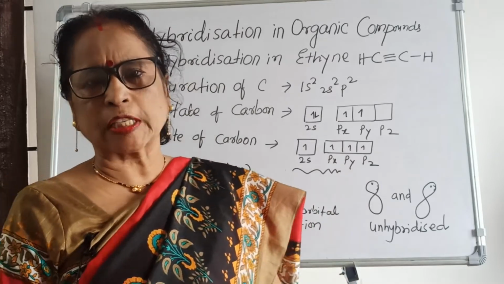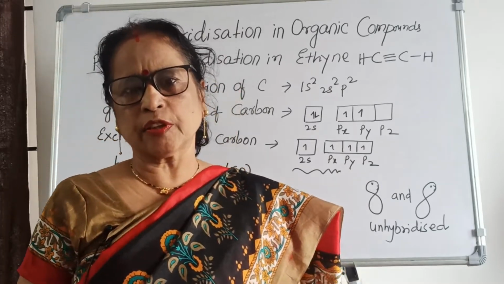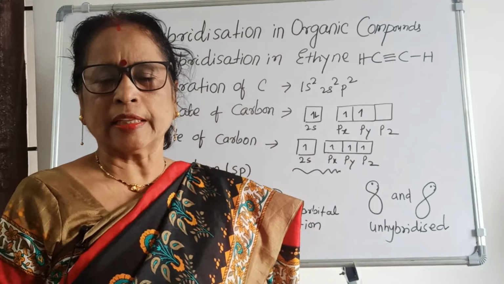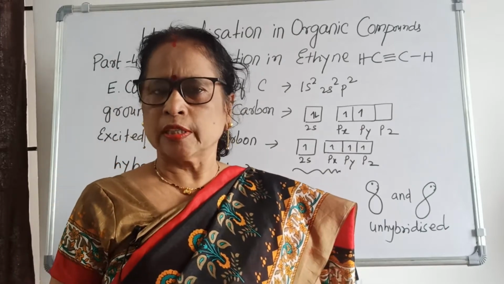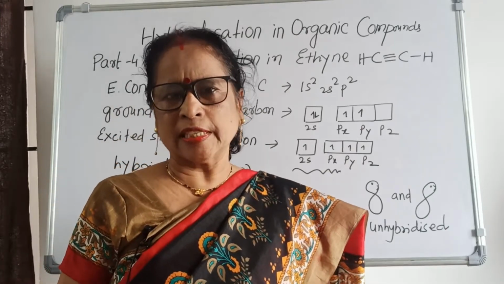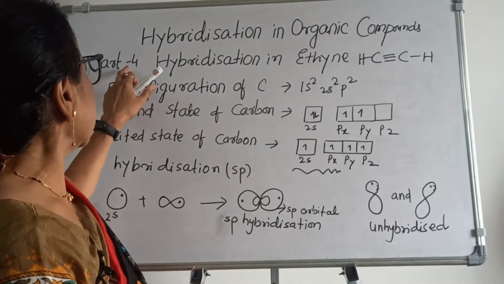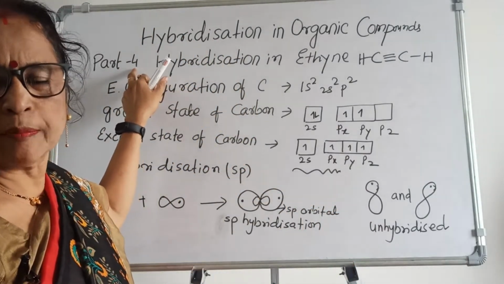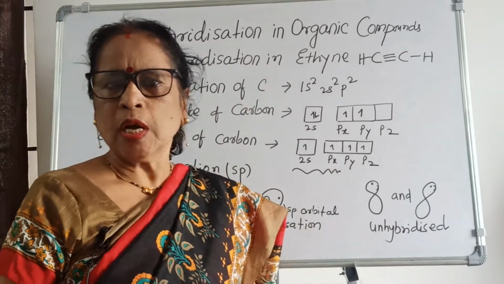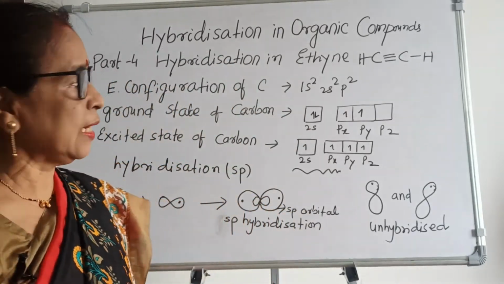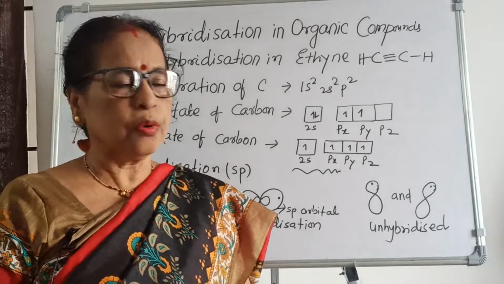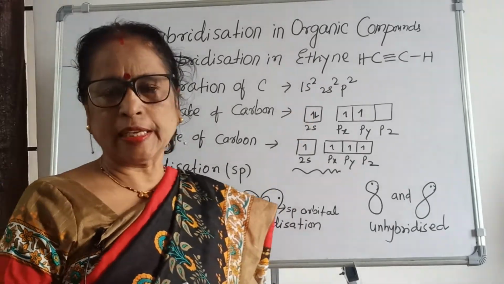Now I am going to explain the topic hybridization in ethyne. Ethyne means CH triple bond CH. Now this is part 4. In part 1 methane, part 2 ethane, part 3 ethene. Now it is part 4 where I am going to explain ethyne.